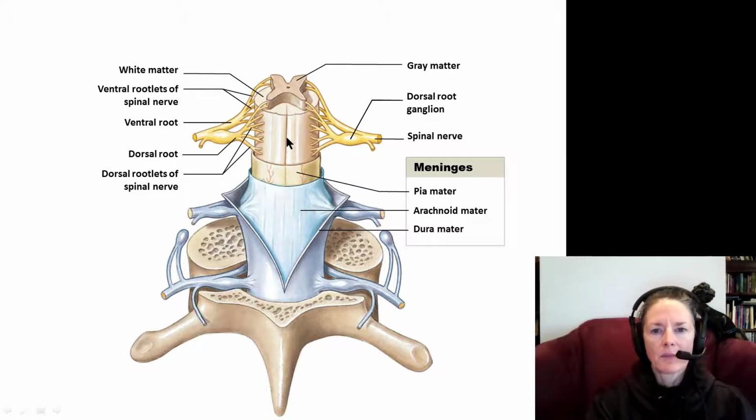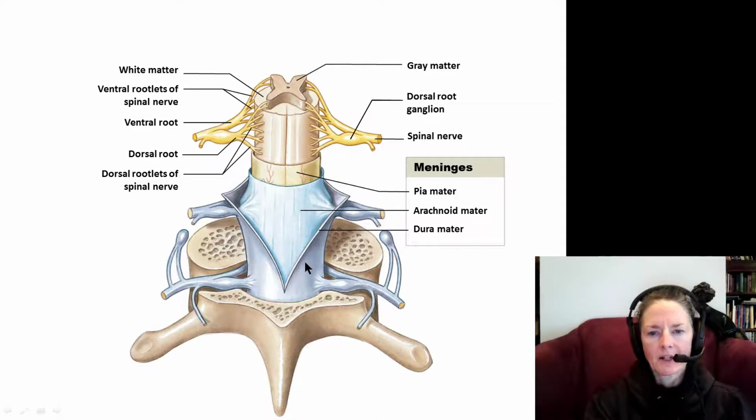Now, we can also remember that the spinal cord is covered with meninges. So the meninges are continuous with those of the brain. So we've got the pia mater, just like we have with the brain. And that's going to be right flush against the tissues of the spinal cord. Then we're going to have the arachnoid mater, which has that subarachnoid space through which the cerebrospinal fluid will flow. And then we have the dura mater, that tough outer covering.